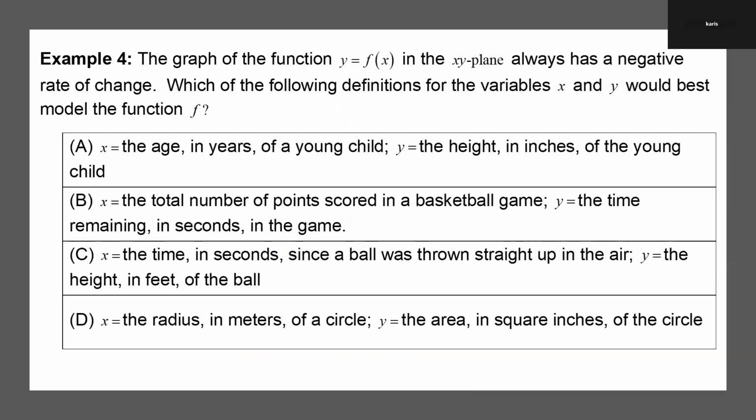So the graph we don't have: y equals f of x in the xy plane has a negative rate of change. Which of the following definitions for the variables x and y would best model the function f? Okay, so you're looking for a scenario. You're going to decide, based on the scenarios given, which one would model a negative rate of change. I'm going to give you 60 seconds to read and think about it. Which do you think would be the best model?